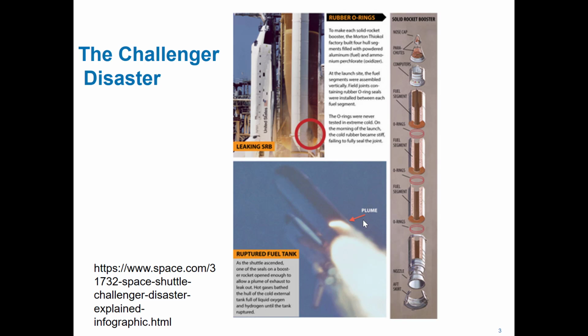The problem was the failure of O-rings. The red ones here are the O-rings. They're used to seal the fuel tank. But at launch time, the temperature was very, very low. It was 31 degrees F, which caused the rubber O-ring to stiffen. So it didn't seal well, causing the explosion.